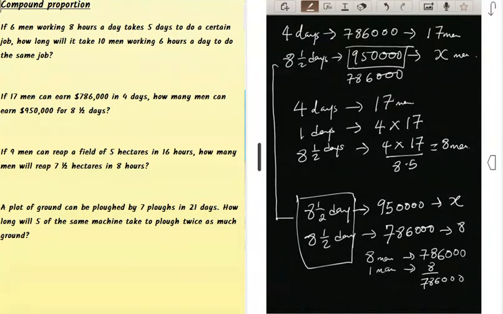Okay, sorry, it's like I made a little mistake here. This amount of money is actually earned by 8 men. Okay, all right, so $1 will be earned by fewer men. So I'm going to say 8 divided by this 786,000.